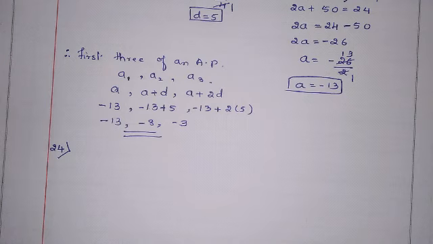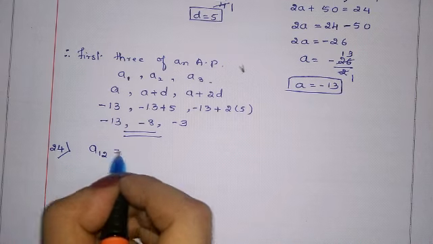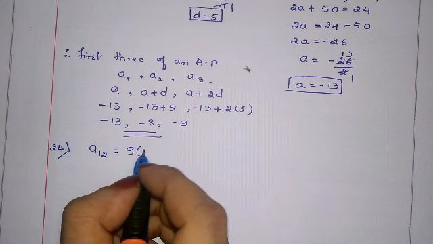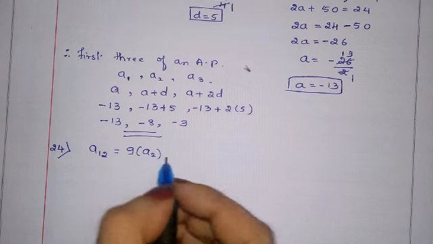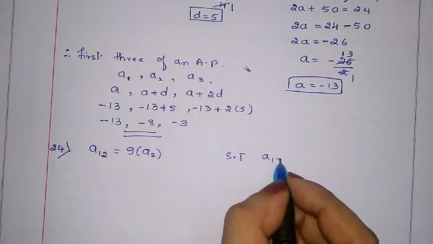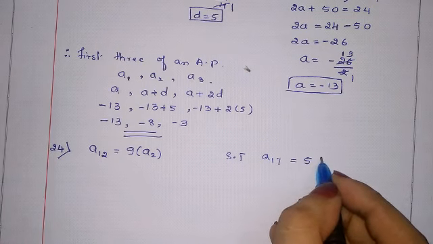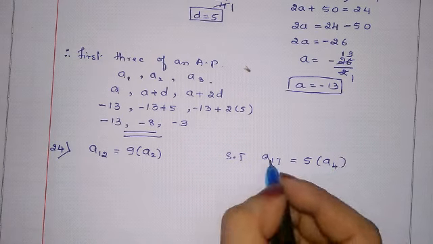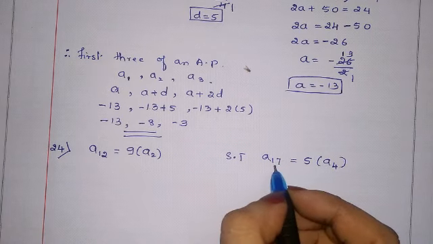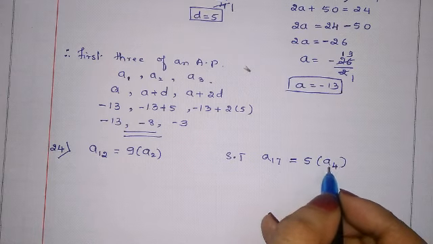What they have asked in the question: the 12th term of an AP is 9 times the second term. So let me write, the 12th term of an AP is 9 times the second term. Now what they have told is to show that the 17th term is 5 times the fourth term. This should be equal; we have to prove it. What we have to prove is that the 17th term is equal to 5 times the 4th term.